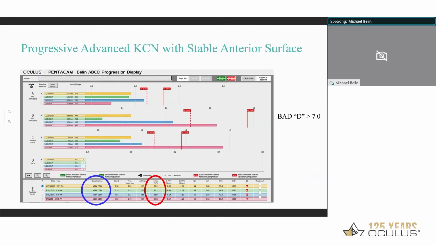Well, the progression display is not just useful for earlier subclinical disease. This is a patient with fairly advanced disease. If you look at the classification here, if you look at the BAD Ds, they're all above 7.